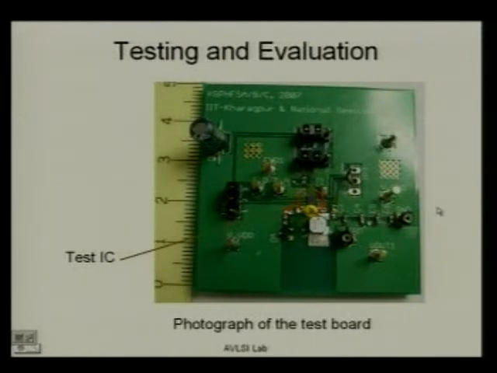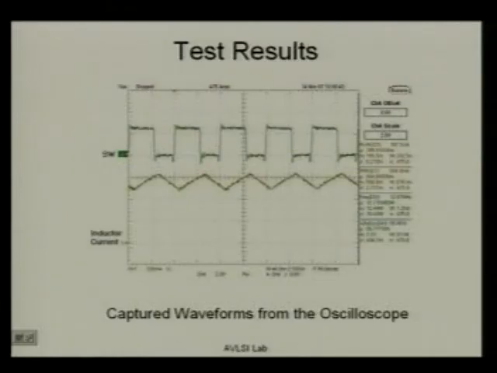This is the photograph of the test board. We have come to the end of the presentation almost. Just to give you a feel, this is the test result of that IC, and this is the kind of waveform that we expect. This is the triangular inductor waveform, and this is the gate drive, quite clean. We expect these disturbances, these ringings, to be minimized. You will have to design your gate drives in such a way that these are kept to a minimum.